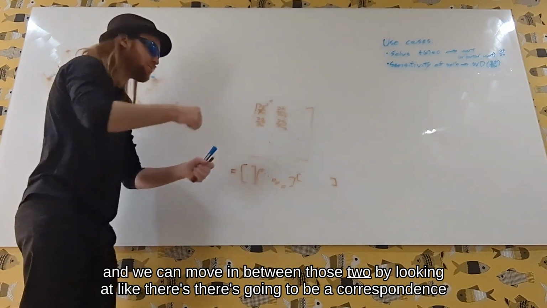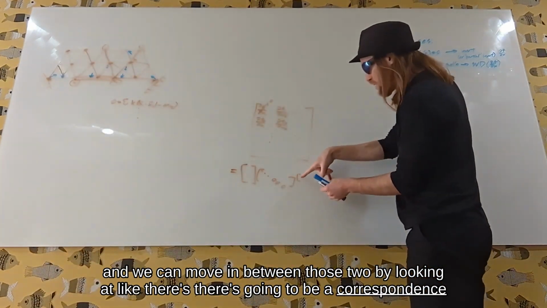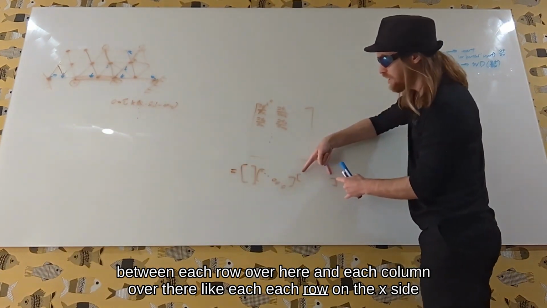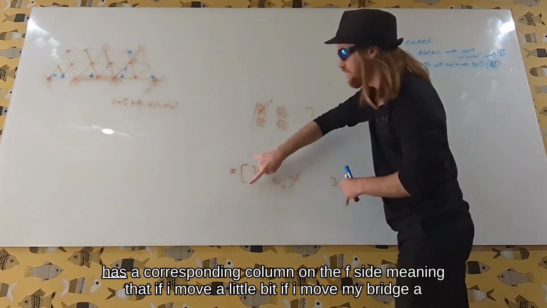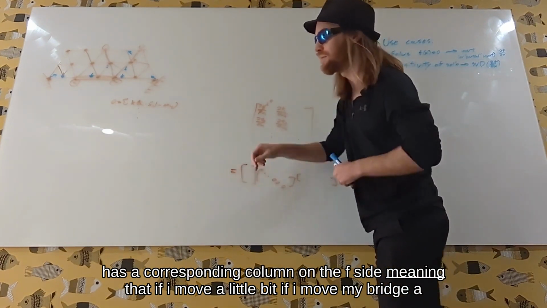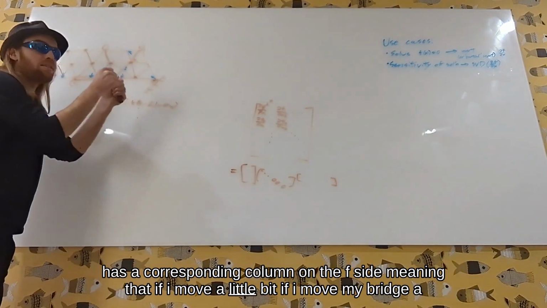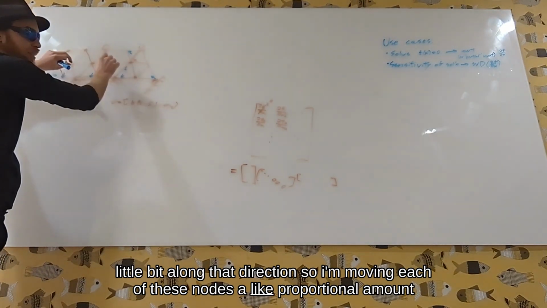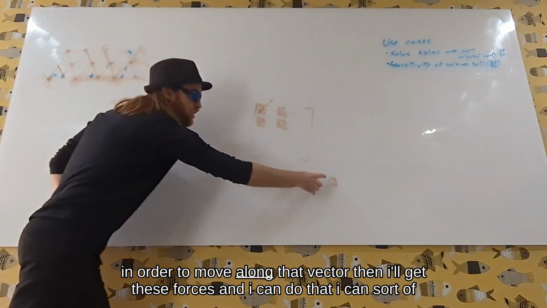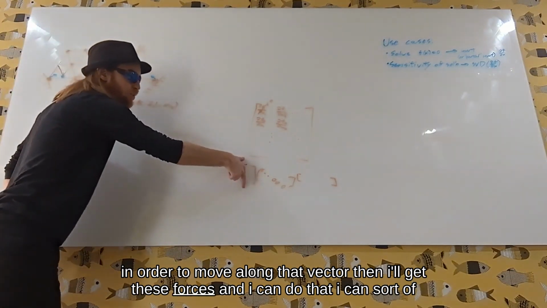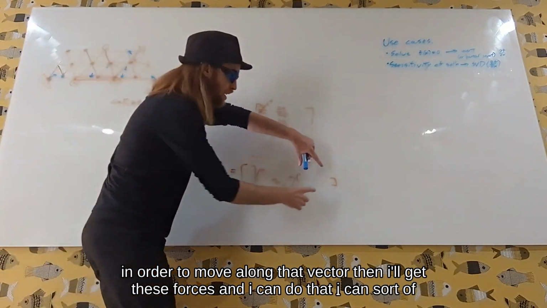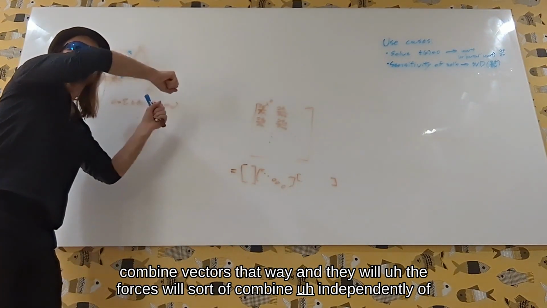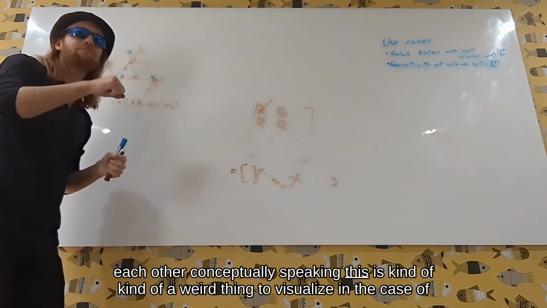And we can move in between those two by looking at the correspondence between each row over here and each column over there. Each row on the x side has a corresponding column on the f side, meaning that if I move my bridge a little bit along that direction, so I'm moving each of these nodes a proportional amount in order to move along that vector, then I will get these forces. And I can sort of combine vectors that way, and the forces will combine independently of each other, conceptually speaking.